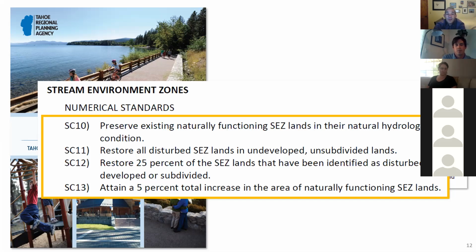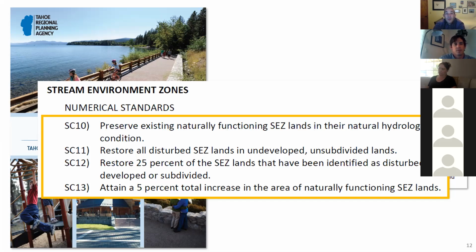And the 4th standard there is to attain a 5% increase in the overall naturally functioning area. And you probably know where I'm going with this, but again, the baseline was never developed for that. So we don't know exactly where we stand relative to it, although each year we're making a best guess. So I think for about 40 years now, ever since the standard was adopted, we have been dutifully tracking the amount of SEZ in our region and the overall amount that's been restored.